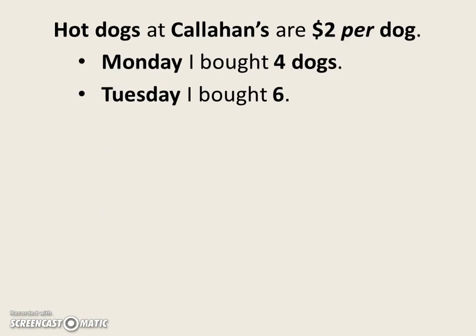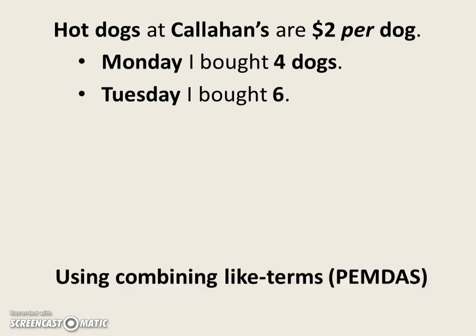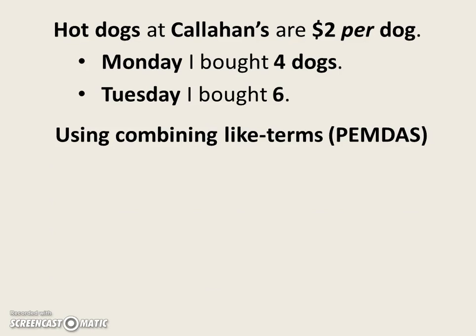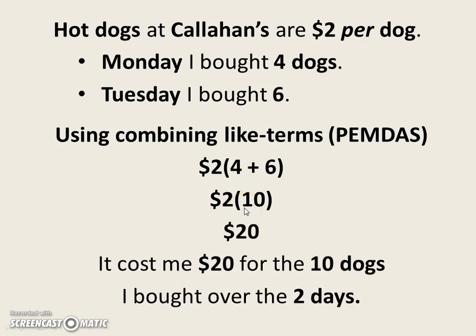So once again, $2 per dog. Monday, I bought 4. Tuesday, I bought 6. Using our combining like terms or using PEMDAS, we can see that $2 times (4 plus 6). Where did I get the 4 and 6 from? 4 dogs for Monday, 6 dogs for Tuesday. And using PEMDAS, I can do what's in the parentheses first. 4 plus 6 is 10. So I simplified what's in the parentheses, and now what do I do here? I multiply. So 2 times 10 is $20. So altogether, it cost me $20 for the 10 dogs I ate over the 2 days.